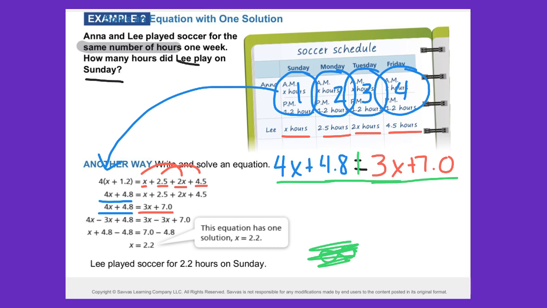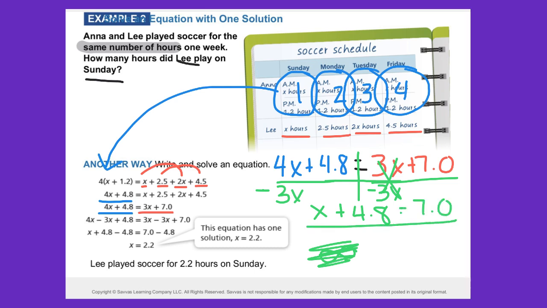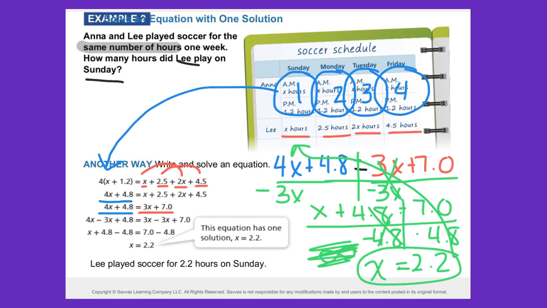And so when we solve this, we have a variable on both sides. We're going to pick on the little guy. We're going to get rid of 3 x's off of both sides. That leaves an x and a 4.8 on one side, 7.0 on the other. We're going to look on the side with the variable. We're going to subtract off 4.8. And x will be 2.2, which is exactly how much Lee played on Sunday. So every once in a while in this lesson, you will have one solution just to keep your math skills up.